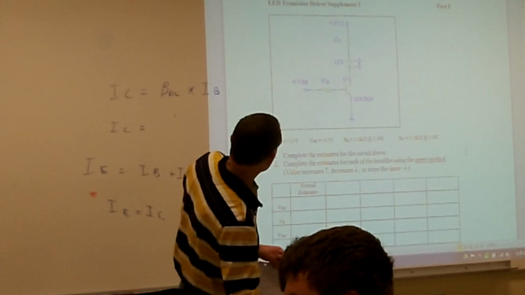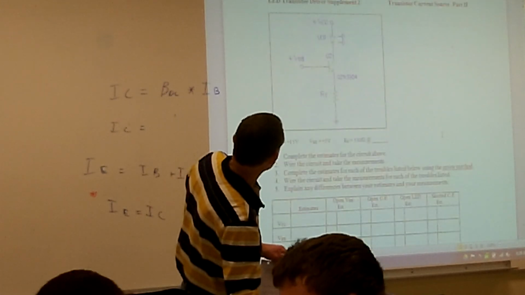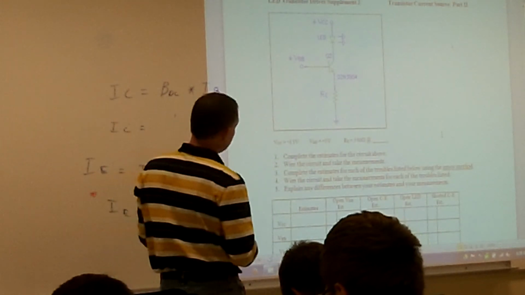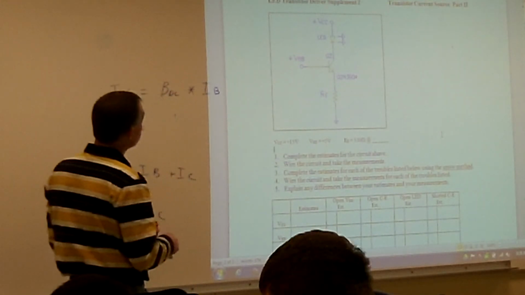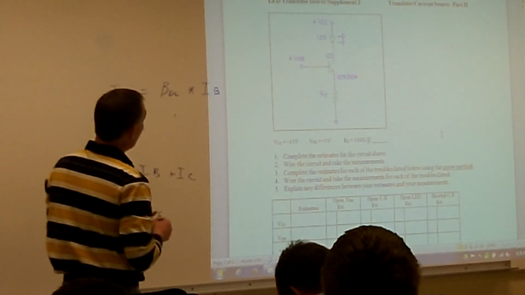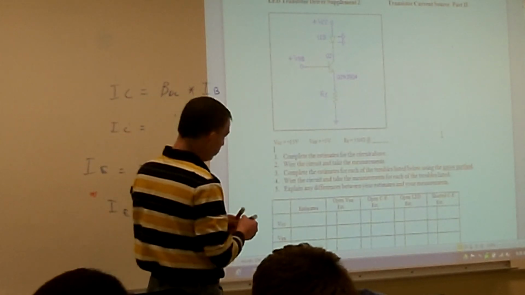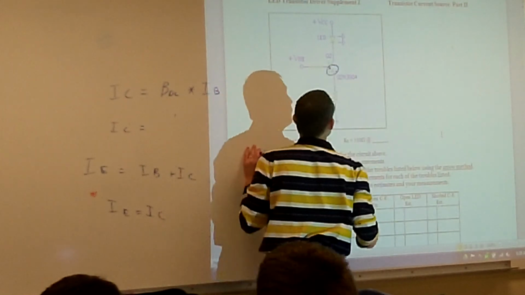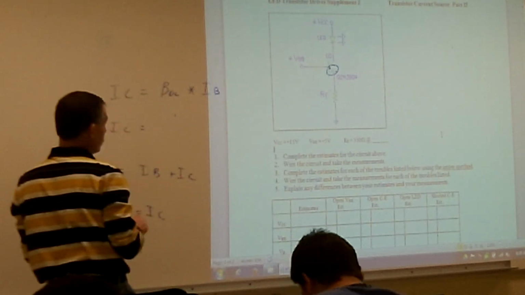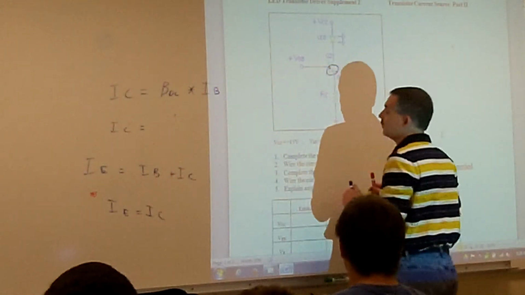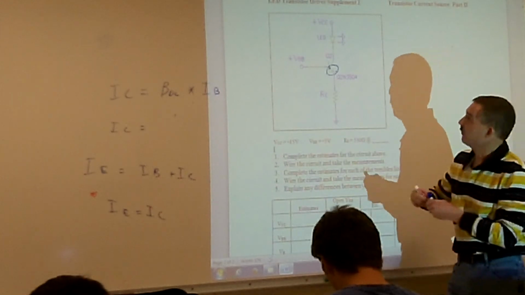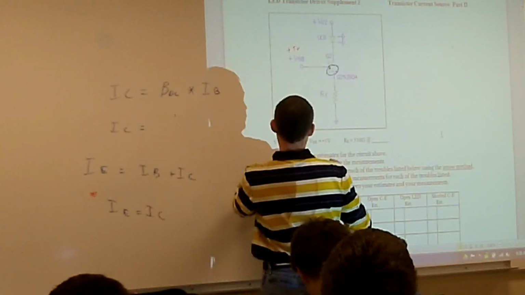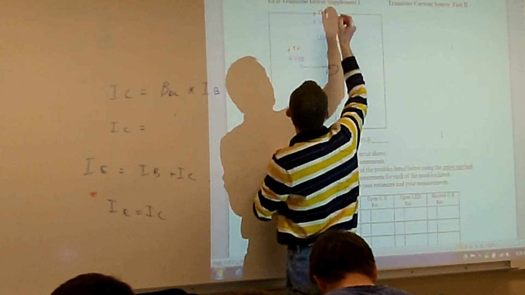All right, let's take a look at the next one here, a little bit different configuration. Again, we analyze it the same way. Circle my active component, put my polarities in there, bring your source voltages over. So we know we have a VBB or a VB of plus 5 volts, and our VCC is going to be plus 15 volts.